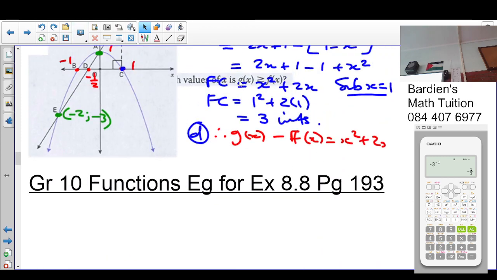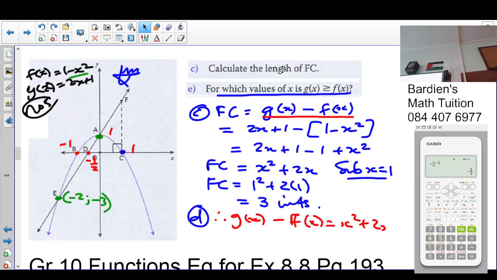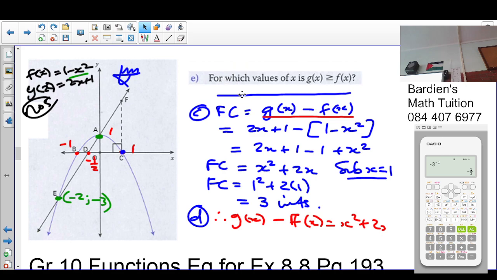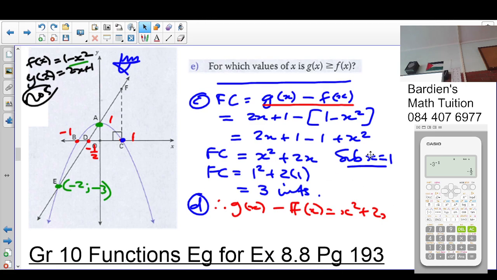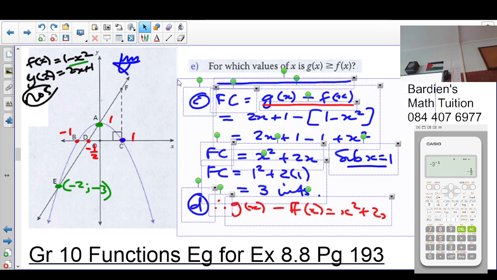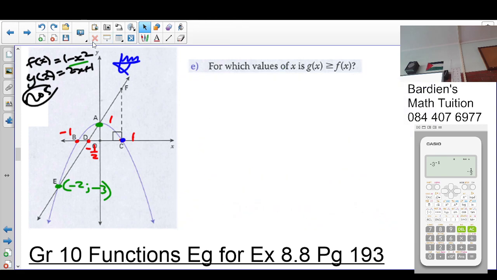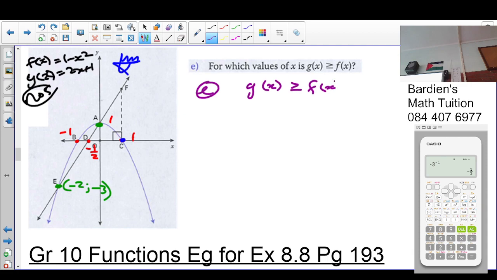Okay, let's look at E. In E, we are told, for which values. Okay, this is a nice question here. And then again, some of you are going to say, all the questions are nice. E. For which value or values of x is g of x greater than or equal to f of x? Which means to say, the g of x graph must be on top of the f of x graph, or the f of x graph must be below the g of x graph, or smaller than.